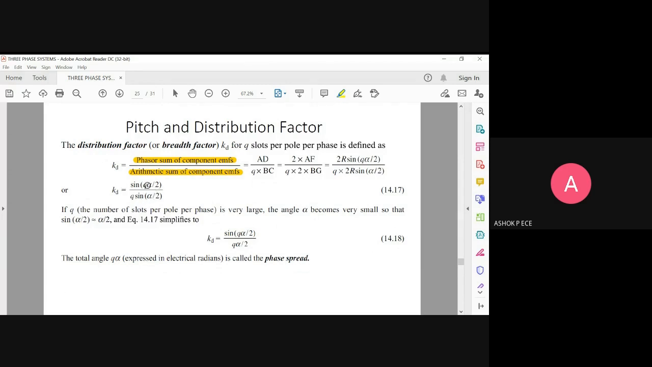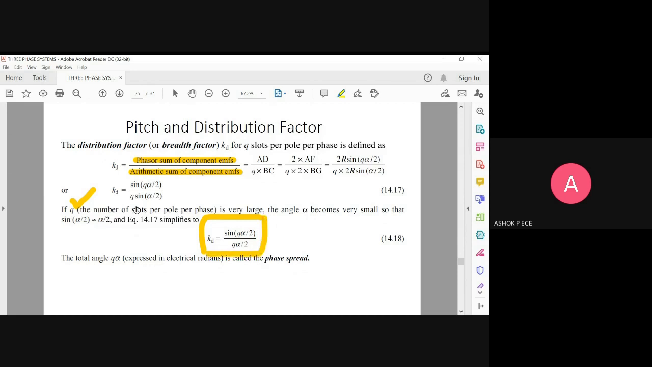The q comes out in the denominator. In the numerator it is sine of q alpha by 2, the entire angle, divided by q, which is brought outside, sine alpha by 2. And what is q? q is the number of slots per pole per phase. If q is very large, then alpha becomes very small. So sine alpha by 2, I can approximate to alpha by 2. So I will get the answer as KD equal to sine q alpha by 2 by q alpha by 2.